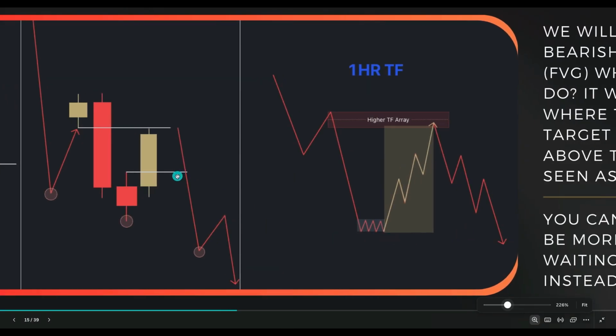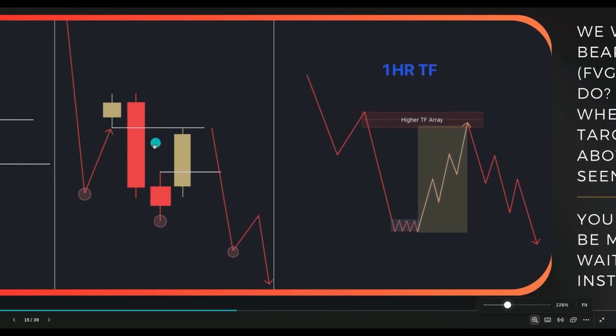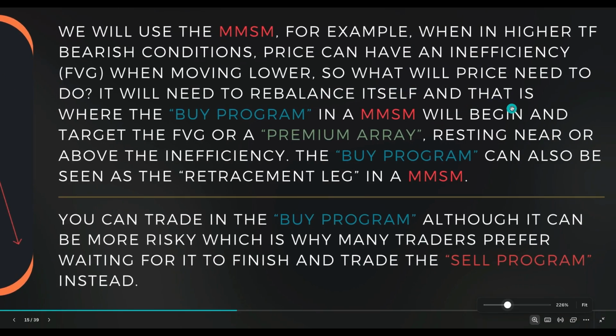That is what you will be seeing, or in theory what you want to see, right? So for example, you'll be on the daily, you'll see that inefficiency, and price comes back up. Somewhere in here there might be a low or a high inside of this fair value gap, and maybe that's what it's going to seek. After that, it'll come back down. Pretty easy, right? We will use the market maker sell model, for example, in higher time frame bearish conditions, when price can have an inefficiency or fair value gap and is moving lower. So what will price need to do? It will need to rebalance itself, and that is where the buy program in a market maker sell model will begin and target the fair value gap or a premium array resting near or above the inefficiency.